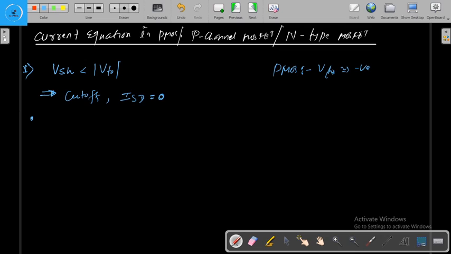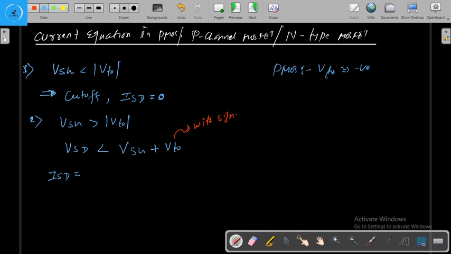And our second case, when the VSG is greater than mod of VT naught and the VSD is less than VSG plus VT naught. Please remember here we are using VT naught with sign, right? Then this is the condition for the linear region, or triode region, or we can say the ohmic region, right?